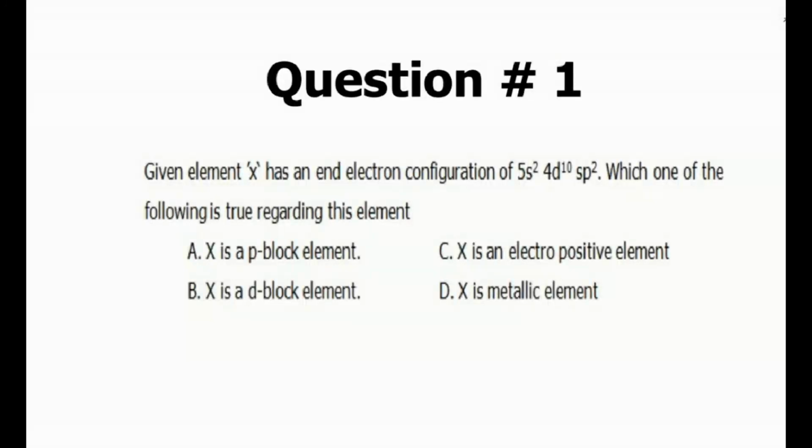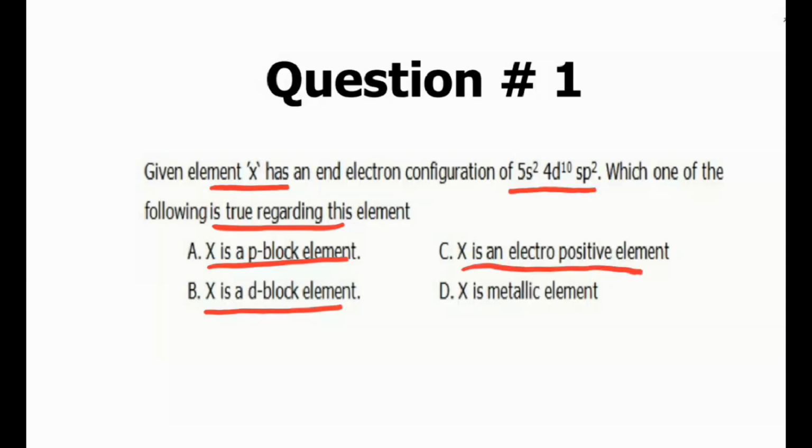Question number 1. Given element X has an outer electron configuration of 5s2, 4d10, 5p2. Which of the following is true regarding this element? A. X is a p block element. B. X is a d block element. C. X is an electropositive element. D. X is a metallic element.